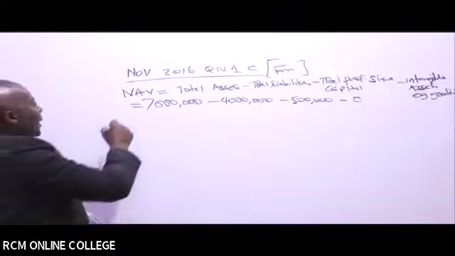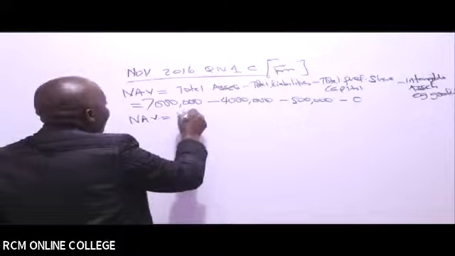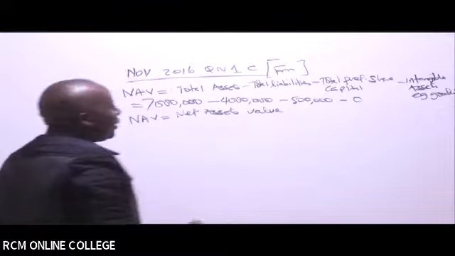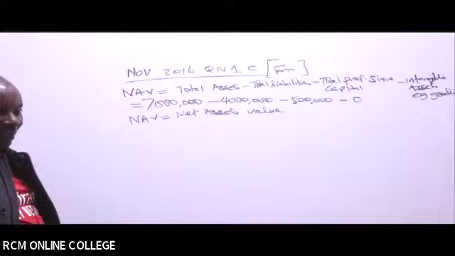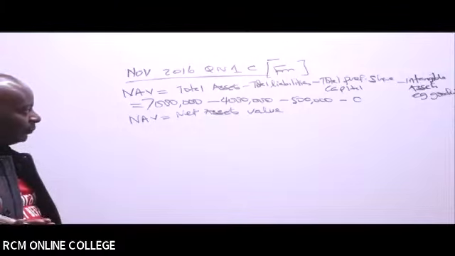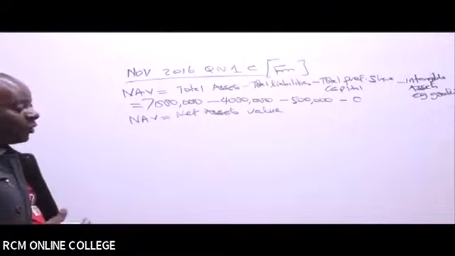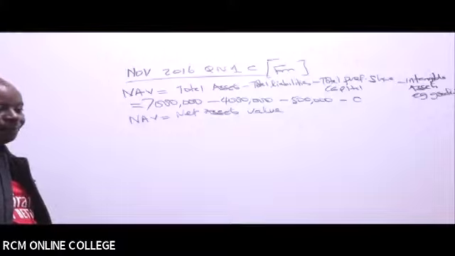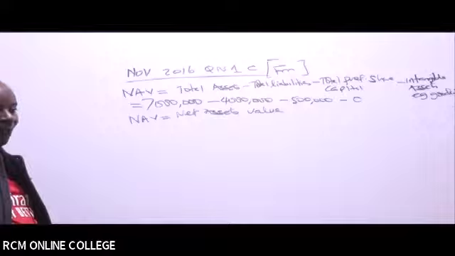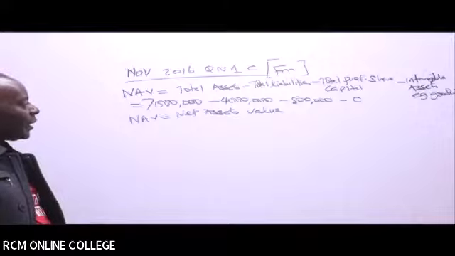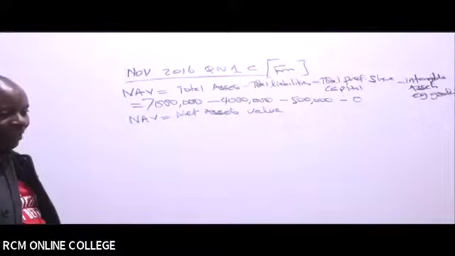NAV is net assets value: total assets minus total liabilities, and then you remember the other small things under there. Is there somebody who is able to give me the total net asset value? So 7 million minus 4 million, that is 3 million, minus 500,000, that must be 2.5 million.